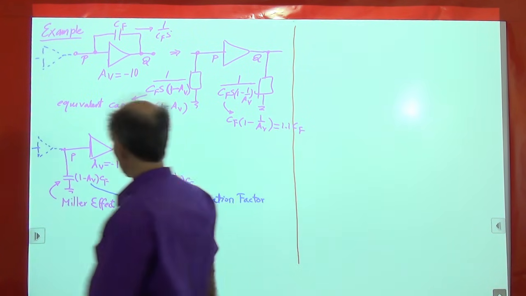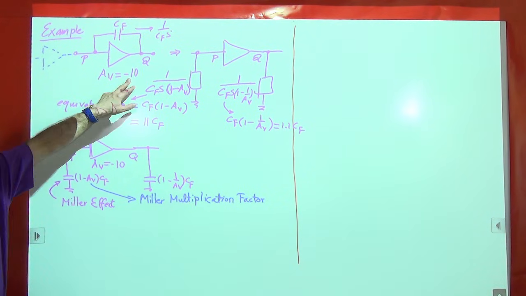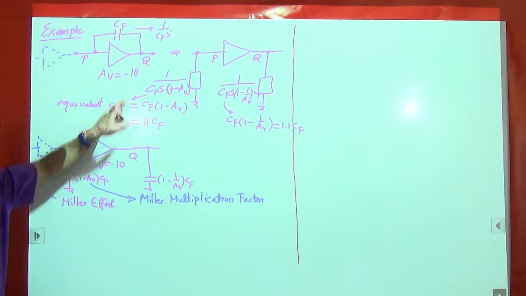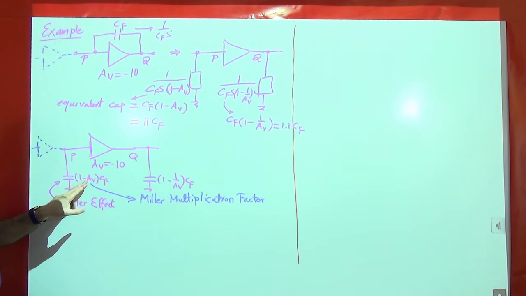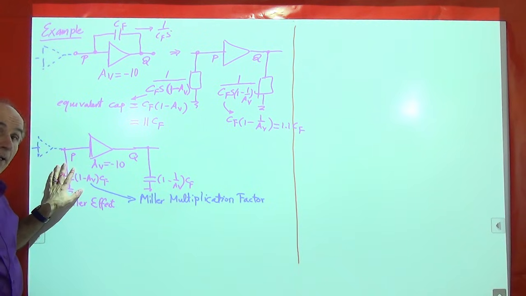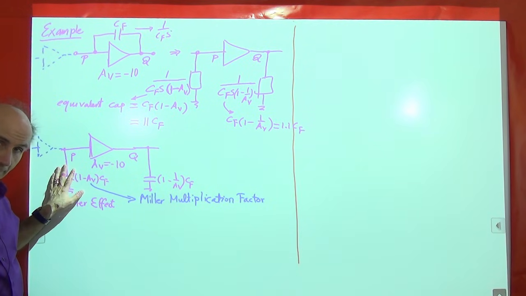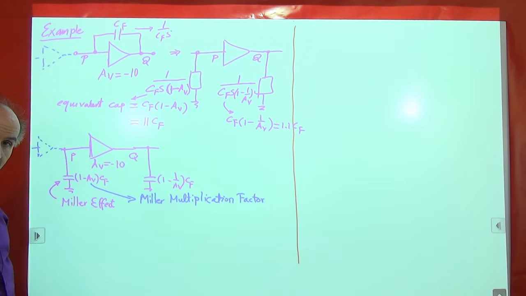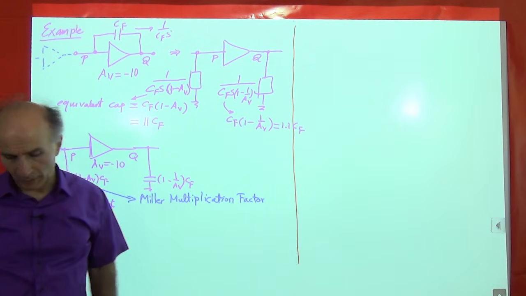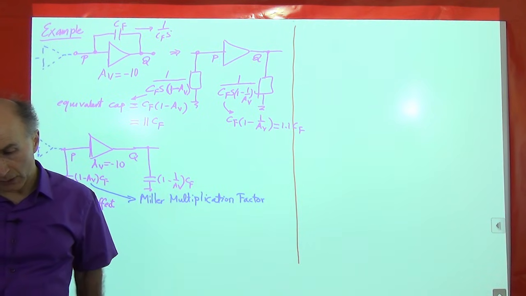All right. Now, again, the question we can ask is, what if AV is positive, for example, plus 10? Then this capacitor will come out to be 1 minus 10, so it'll be a negative capacitor. And is that a good thing or a bad thing? Does it happen? Yes, it does happen. And sometimes it's a good thing. Sometimes we actually utilize that effect in high-frequency circuits. We use a negative capacitance by means of this technique. Very well. Let's move on and look at another example.